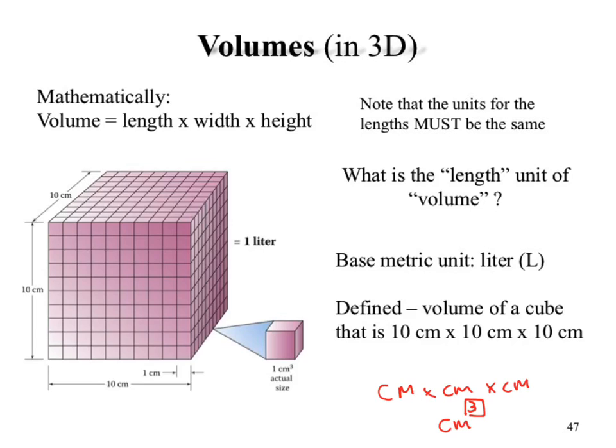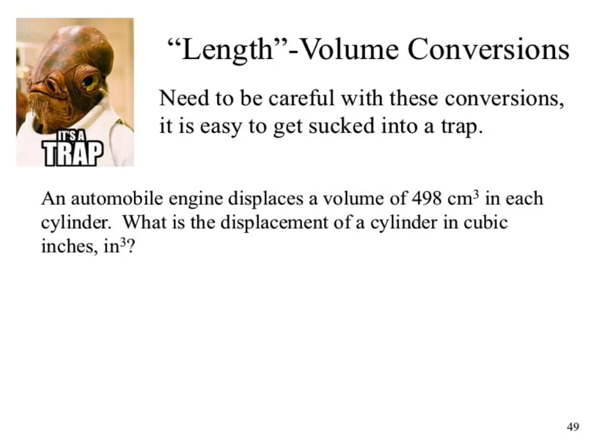Okay? The issue with this system is that we now have 3 units showing up, or 3 conversion factors. And where this becomes tricky is if I want to convert between a distance measurement of volume and a non-distance measurement of volume, say like liters. An automobile engine displaces a volume of 498 centimeters cubed in each cylinder. What is the displacement of a cylinder in cubic inches?